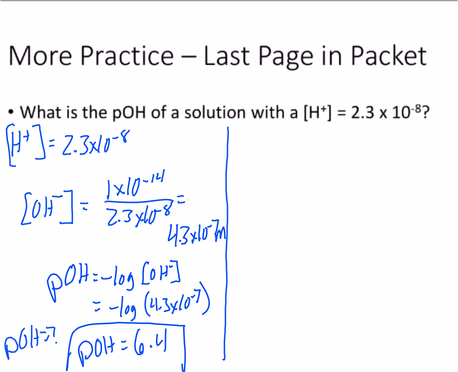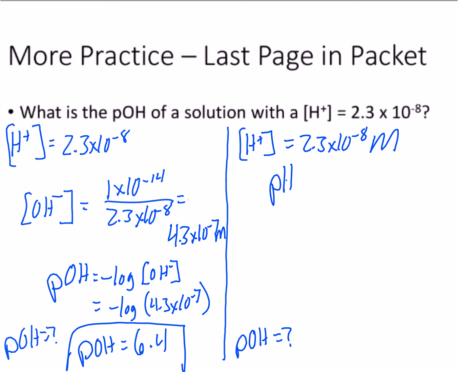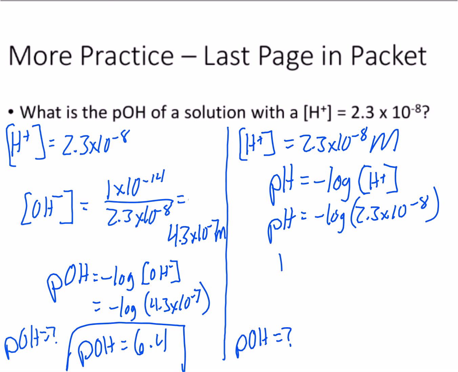I'm going to do it the other way now on the right side, starting at the same place. Hydrogen ion concentration equals 2.3 times 10 to the minus 8 molar. All right, and we're trying to get to pOH. So the way I can do it here now is I can get to my pH first. So I can take this value, I can plug it in my pH formula. pH equals negative log of H plus concentration. So when I do that, pH equals the negative log of 2.3 times 10 to the minus 8. When I do that, what do I get for a pH? Who did it this way? They can tell me what they got for their pH. Josh? 7.6.